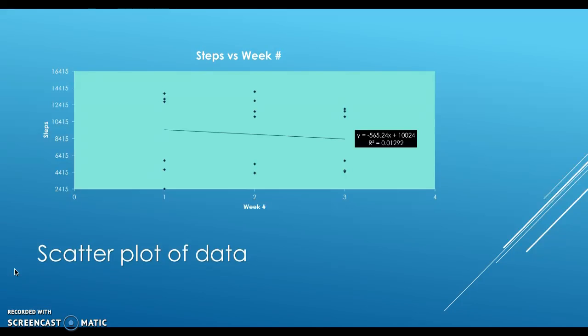Next, I plotted this data on a scatter plot. As you can see here, these dots are less than 10,000 steps, and these are more than 10,000 steps. As I said, I was able to achieve my goal for the first week: 4 of the days I walked more than 10,000 steps. Week number 2, I also achieved my goal.